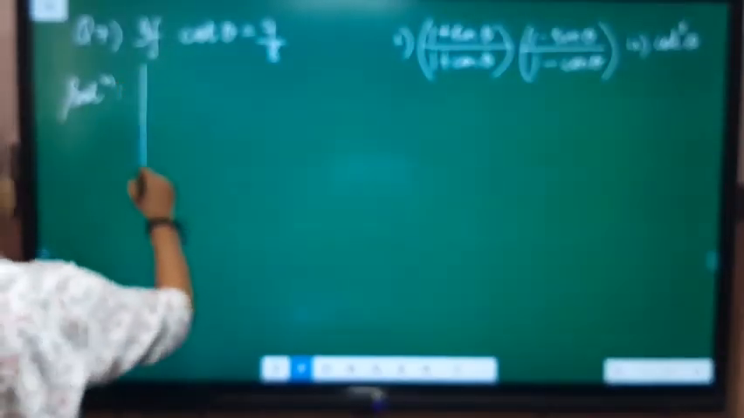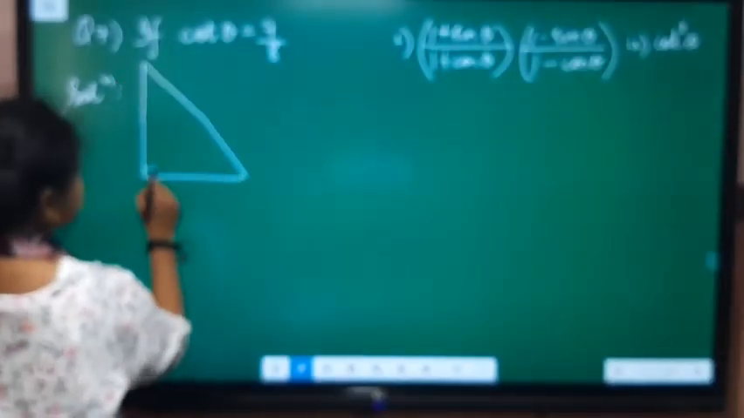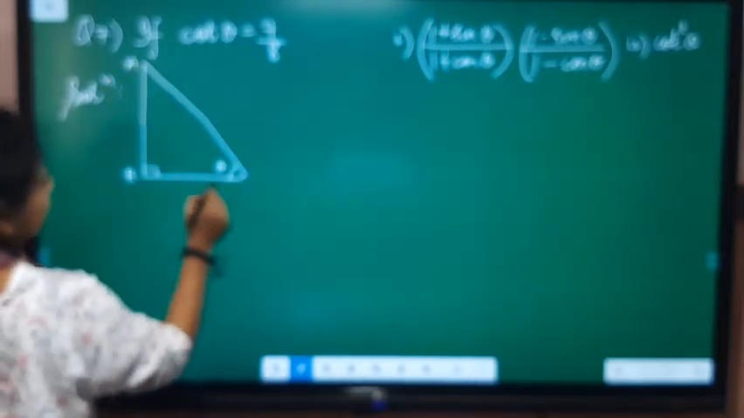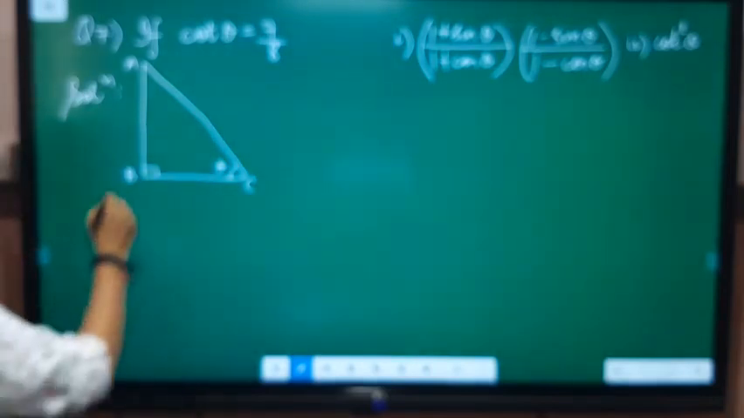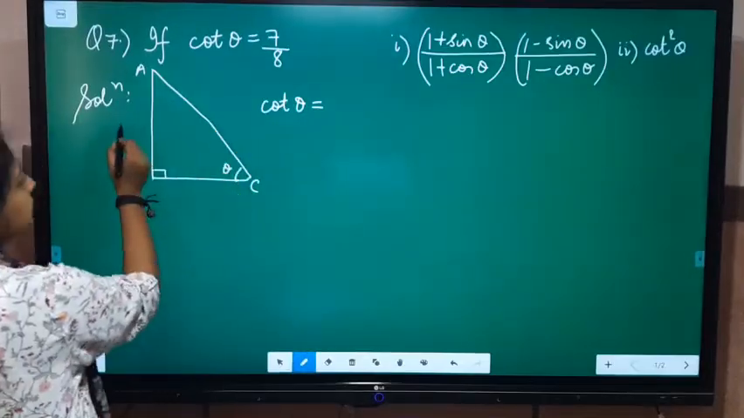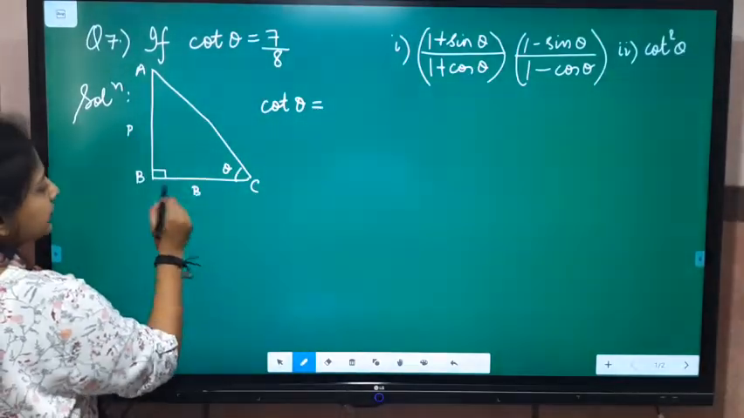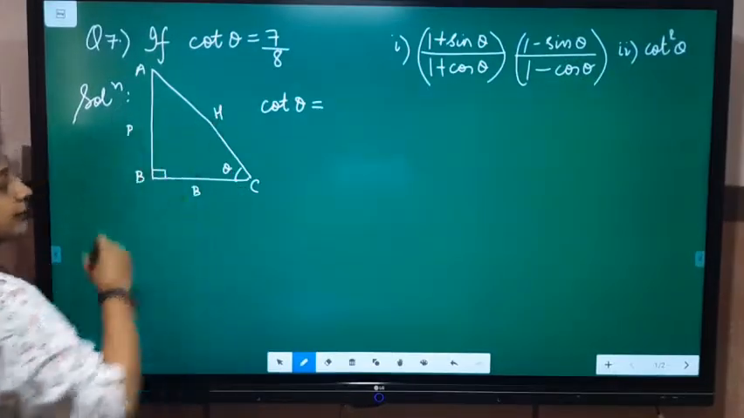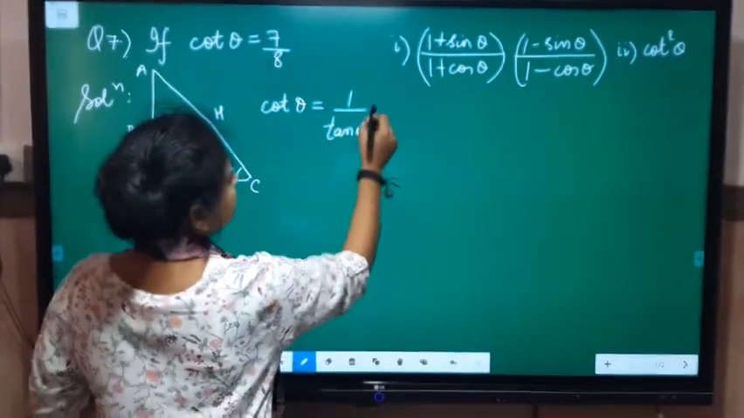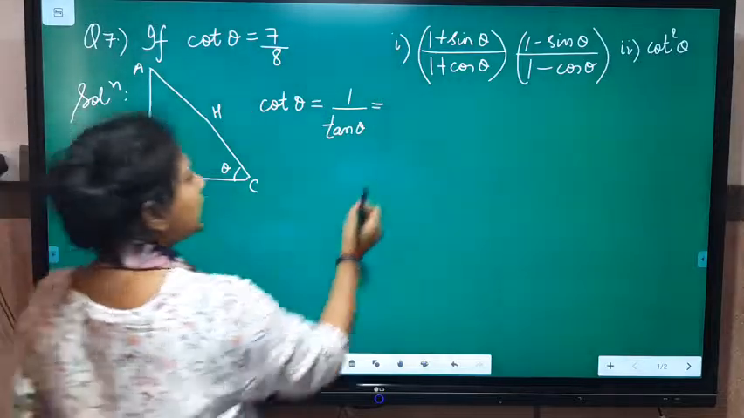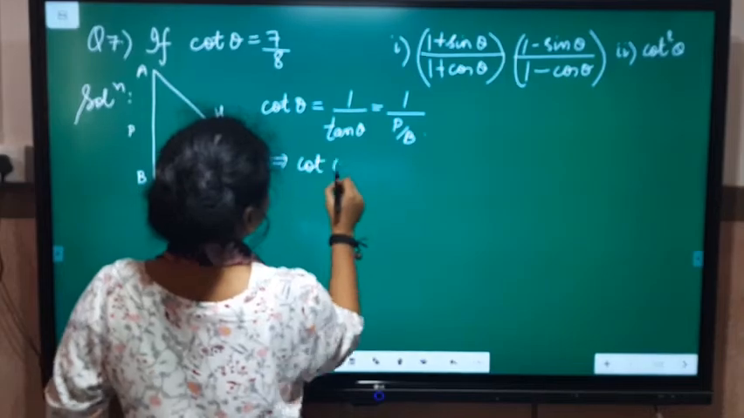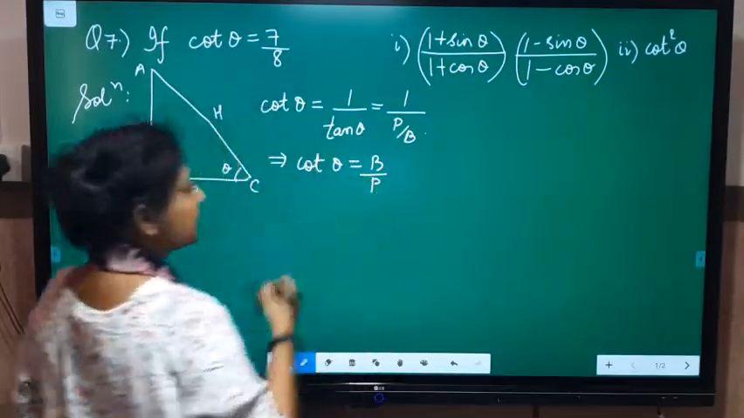Solution. Let's first make a triangle. This is a 90 degree. Let's consider this as theta and let's take this as triangle ABC. Now we know the value of cot theta. For theta, this side is the perpendicular, this side is the base, and the side opposite to the 90 degree angle is the hypotenuse. Cot theta is what? The reciprocal of tan theta. And tan theta is what? Perpendicular upon base. So 1 upon perpendicular by base. This gives us the value of cot theta as base upon perpendicular.